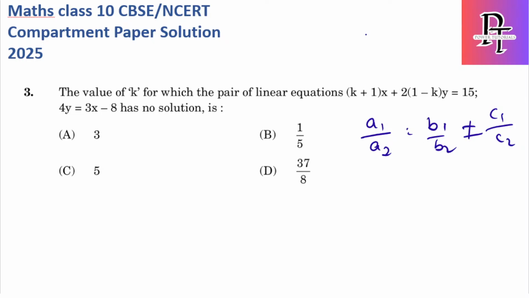I will tell you the other parts. They can ask you about coincident lines. If they ask for coincident, that is infinite solutions, the pattern should be a1 by a2 should be equal to b1 by b2 should be equal to c1 by c2. This is for infinite solutions and coincident lines.